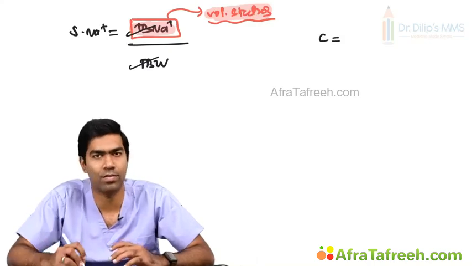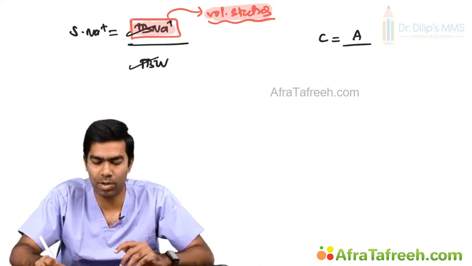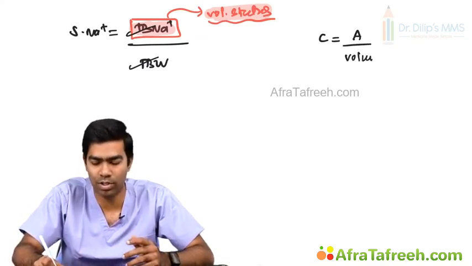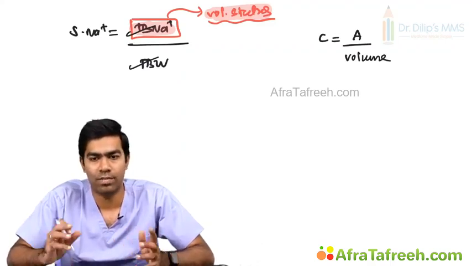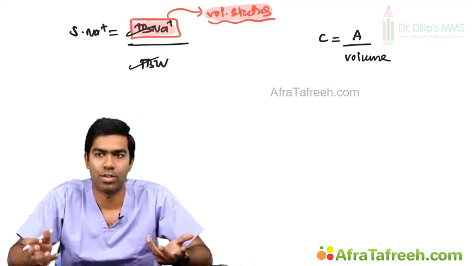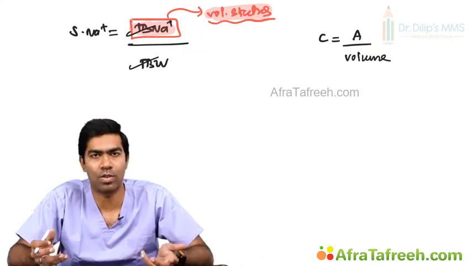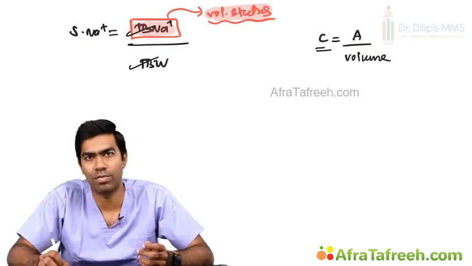When you take the concentration of a solution, it is determined by the amount of the solute divided by the volume of the solvent. Take a whiskey, take a water. Whiskey is the solute, water is the solvent. So concentration of the whiskey depends on how much water you add. That's all. That is the formula. Concentration equals amount of the solute by volume of the solvent.